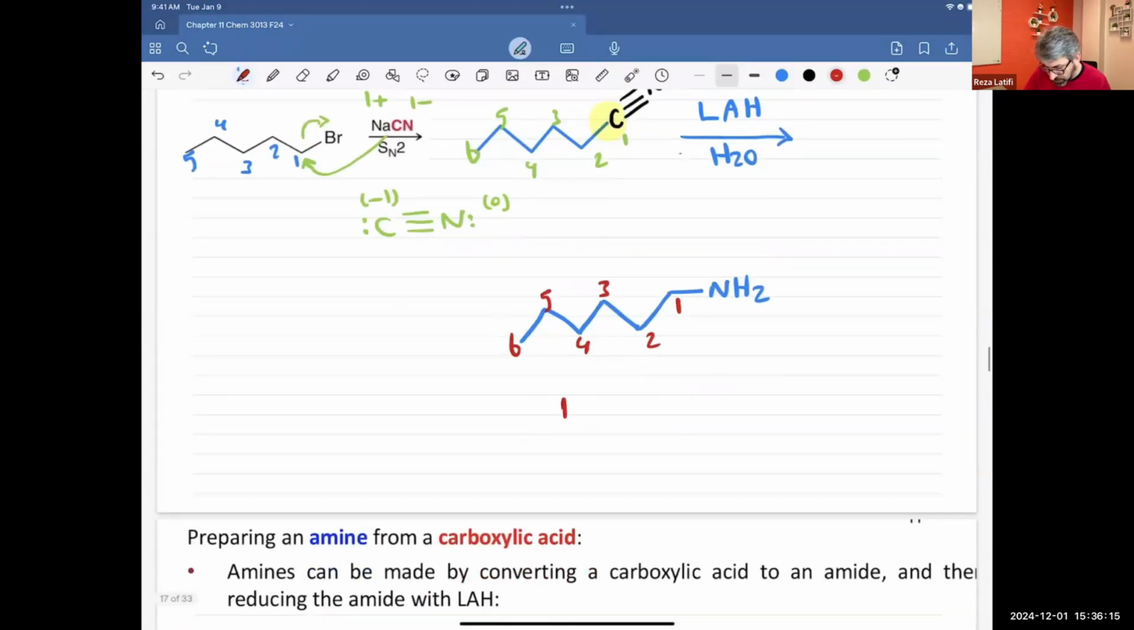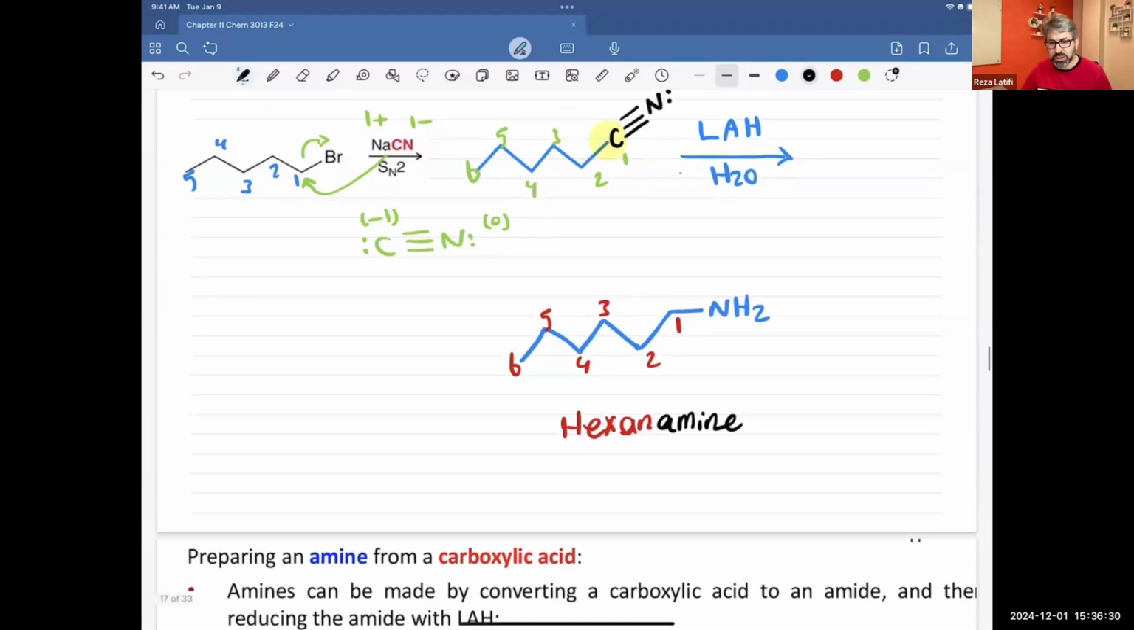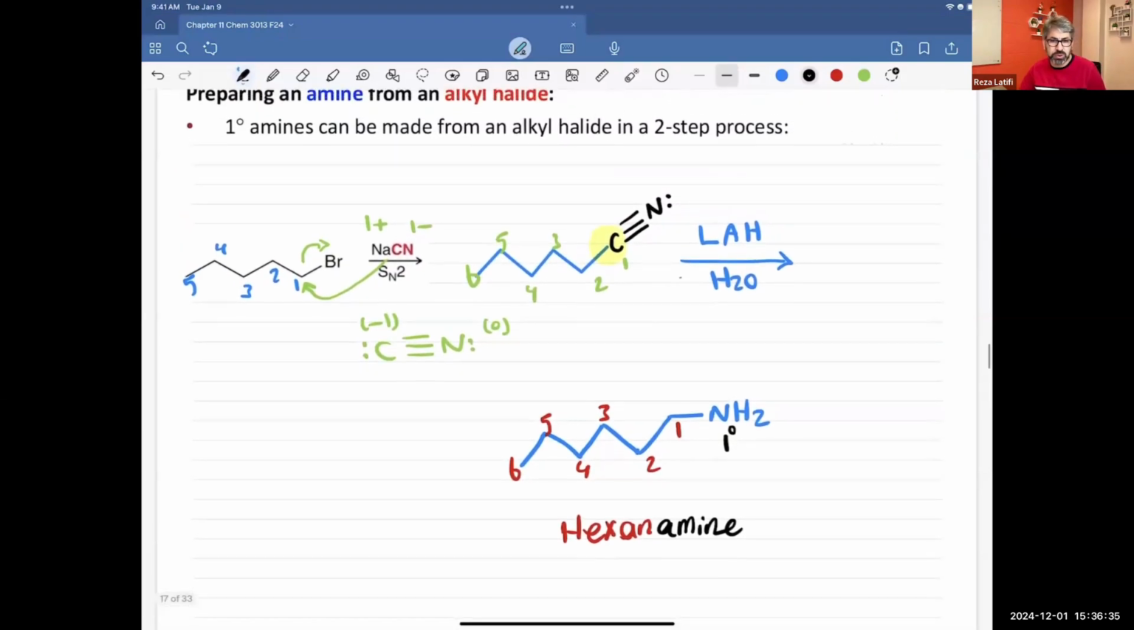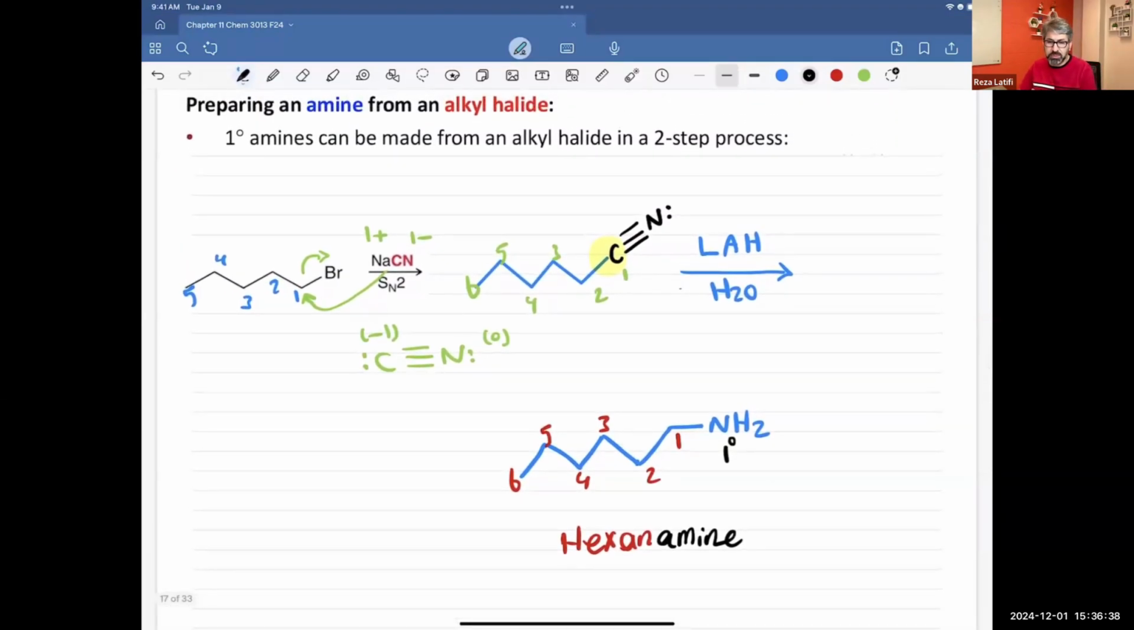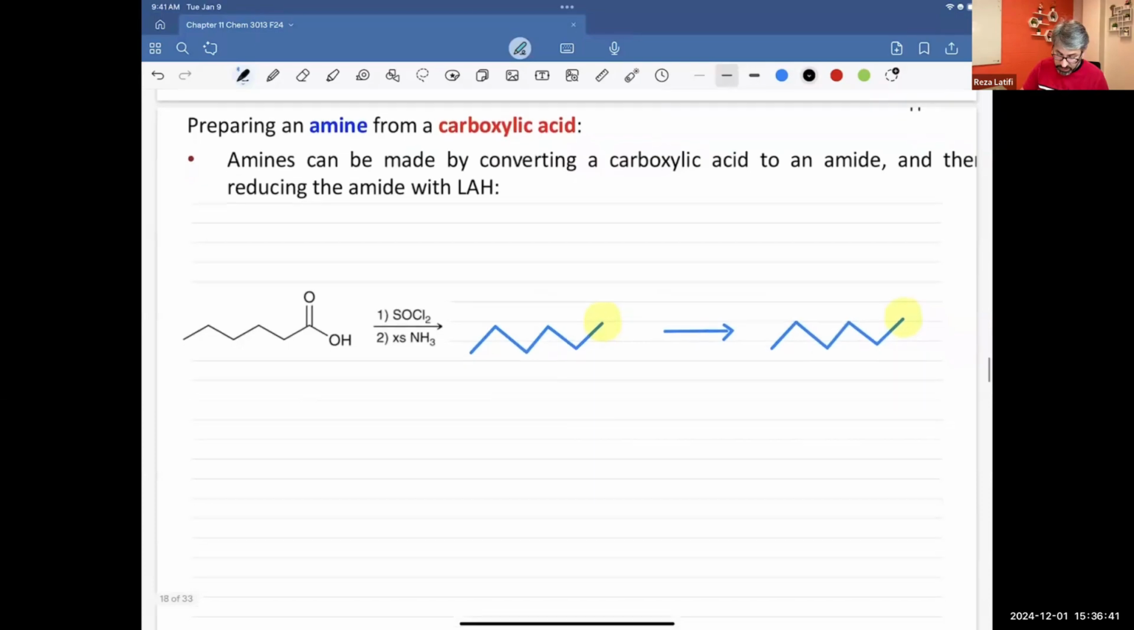So this one will be hexane, and I'm going to replace the E by an amine, so it will be hexanamine. And that's going to be the product. It's a primary amine, so we can use this technique to produce primary amines. But the reaction is running technically through 2 steps.